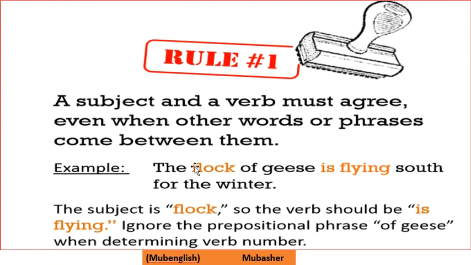Now flock is a collective noun, so that's why it is taking the singular verb is. Whereas geese is a plural noun and it can carry are, but the real subject is flock. So according to flock, we are using the singular verb is. So if there are a few words which are coming in the way, we do not get confused with them. We need to understand which one is the real subject, and our verb must agree with this one. This was rule 1.